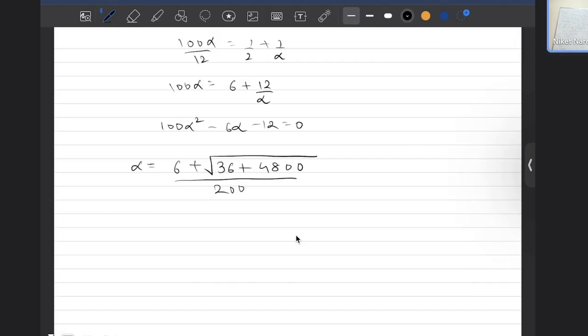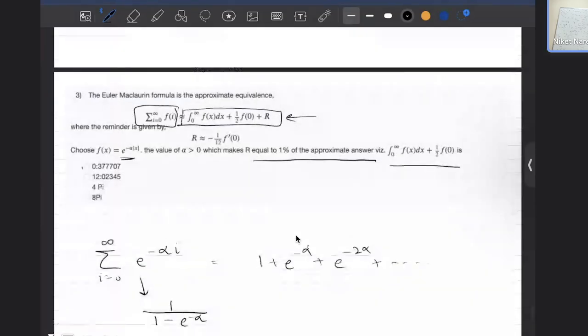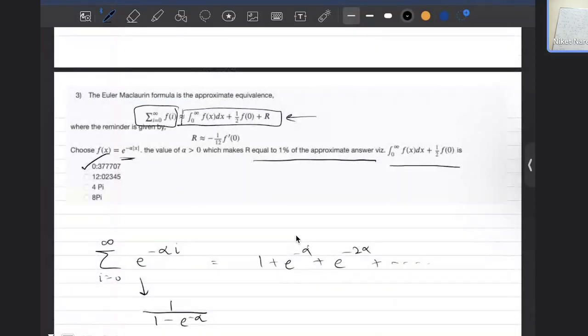I'll just use my phone to evaluate this value. Square root of 4836 plus 6 divided by 200 gives me the value 0.3777, etc. 0, 6, 7, something. Fine. So this is the value of alpha that I get. Here is the answer. Right?